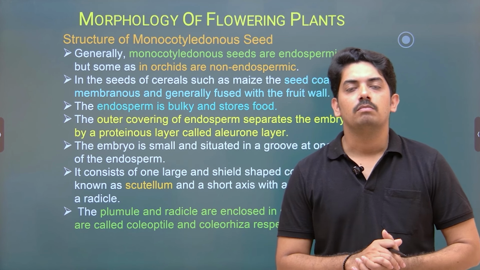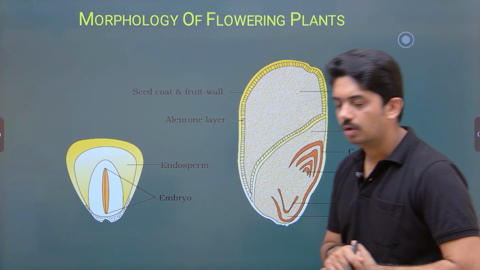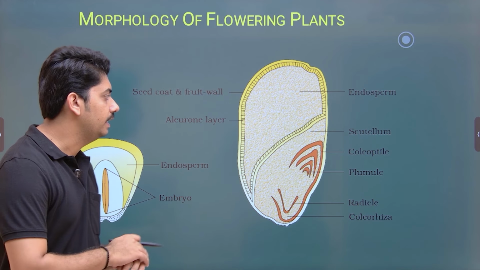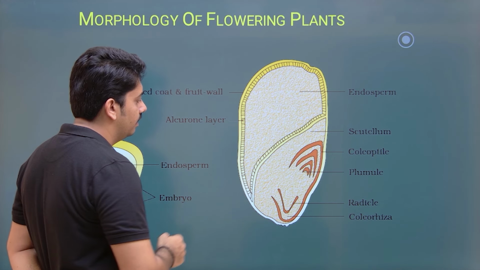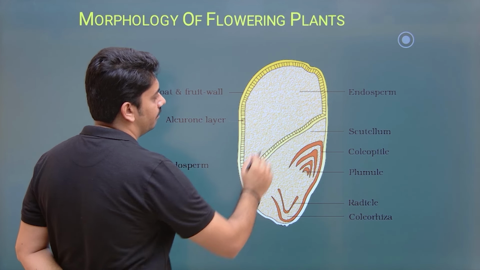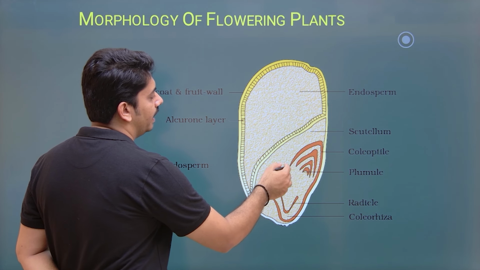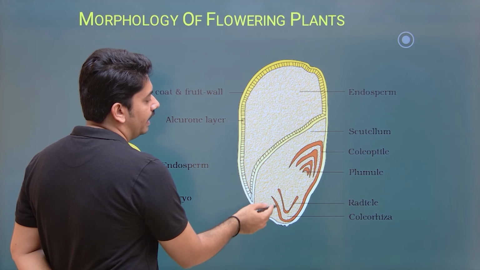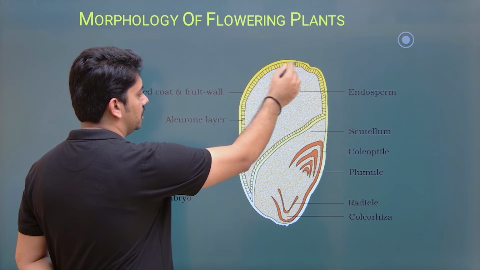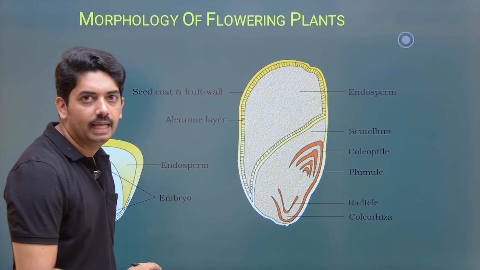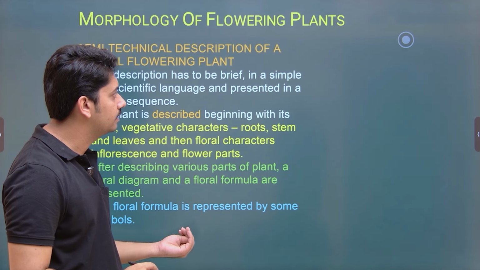Now when you look at the monocot seeds, I will take the picture directly. So this is the structure of a monocot seed, the maize seed. See, there is only one cotyledon, monocotyledonous. Here you can see the scutellum, which represents the monocotyledon. Plumule is covered by a protective layer called coleoptile, and radicle is covered by coleorhiza. And the outer proteinaceous layer is called the aleurone layer. This is in the case of monocotyledons.